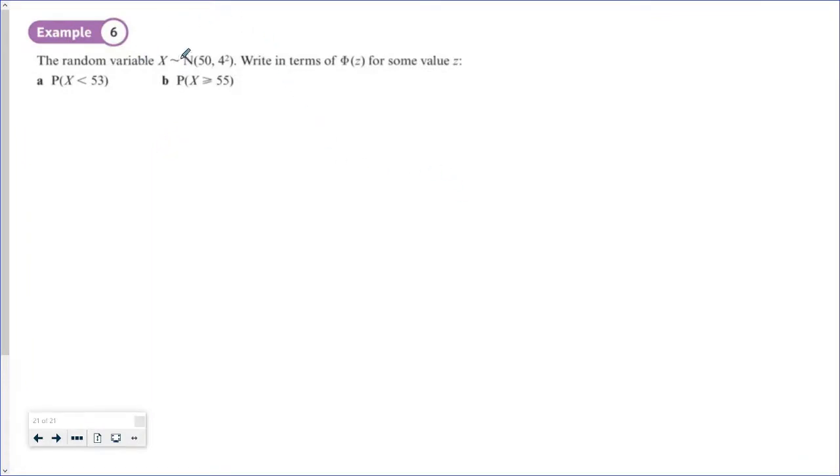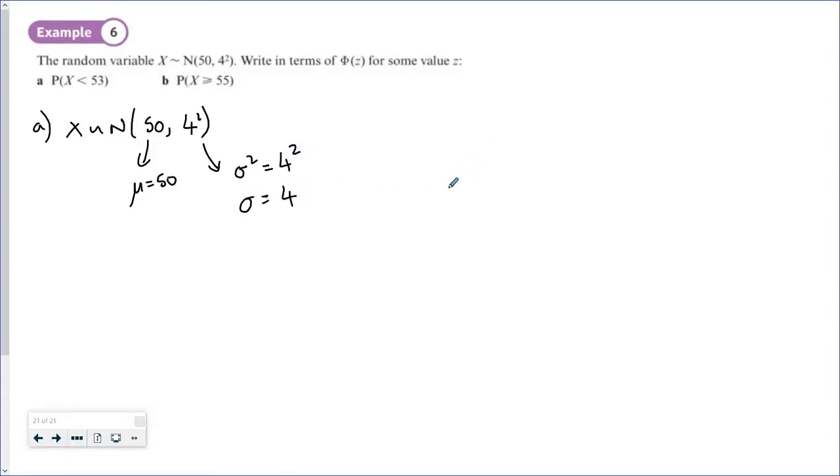So we can have a look at this example then. We've got this random variable x which follows this normal distribution, and we want to write each of these probabilities in terms of this phi function here. So let's start with our random variable x, and let's just write down what mu and sigma squared is. So mu is the mean, which is 50. Sigma squared, our variance, is 4 squared, so our standard deviation is 4.